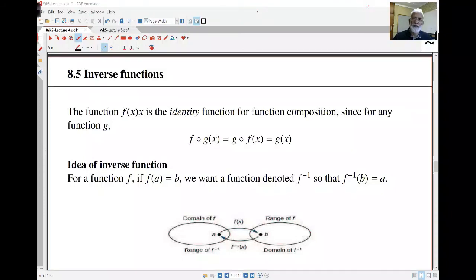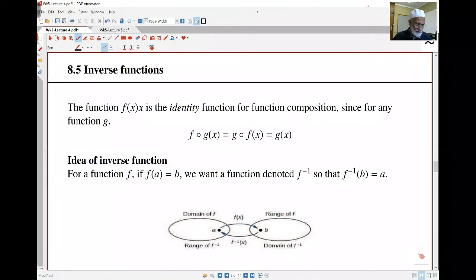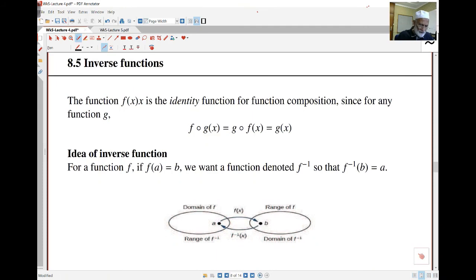Hello again. Now we look at inverse functions. The idea is whenever we have operations of this kind of composition, I'm looking for things that actually represent an identity function and something that represents an inverse. So let's have a look at this idea.